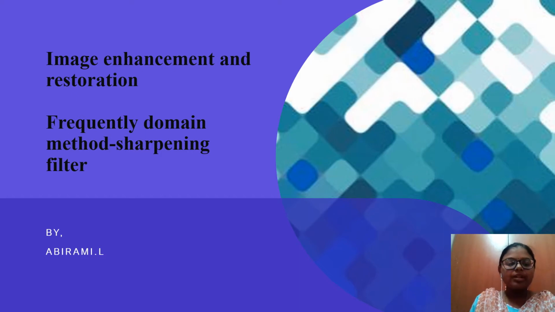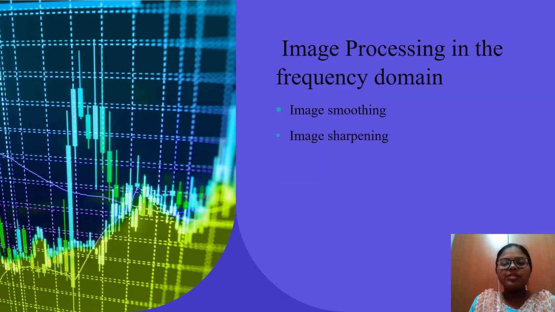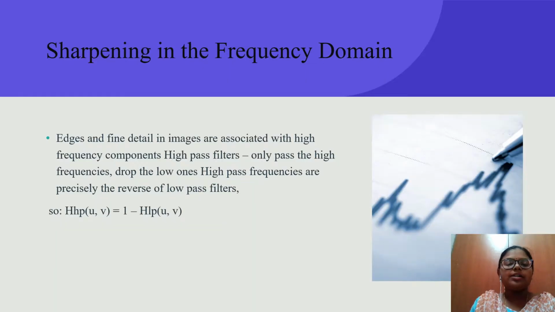First of all, as I already said, image processing in the frequency domain has two types, image smoothing and image sharpening. Sharpening in the frequency domain: what is meant by sharpening? Edges and fine detail in images are associated with high frequency components. Filters that keep high frequency components are called high pass filters. They only pass the high frequencies and drop the low ones.